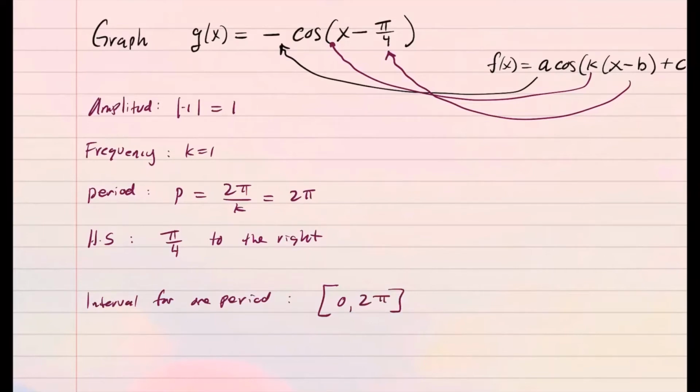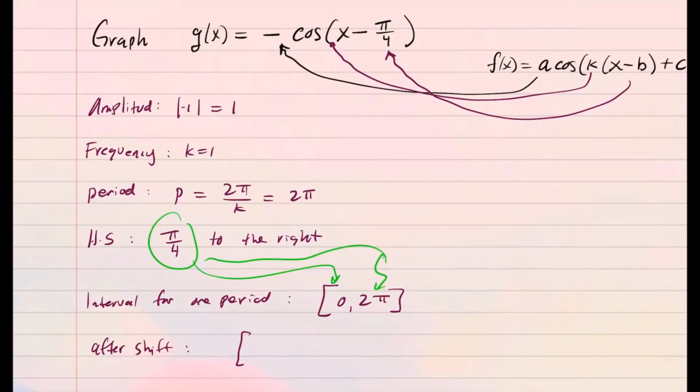Now when you shift, after the shift, the interval for one cycle, you add the shift to your interval right here. So you shift everything. So that means 0 plus pi over 4. You're going to start at pi over 4, and then 2 pi plus the shift. So you'll get your interval for one period is pi over 4 to 2 pi plus pi over 4. So that's going to be 9 pi over 4. So that's how you can find the interval for one cycle once it's shifted.